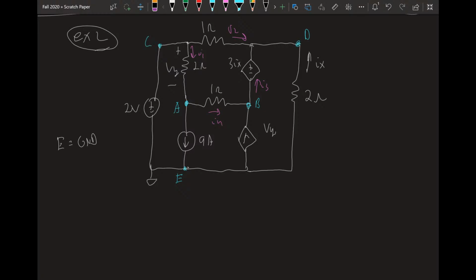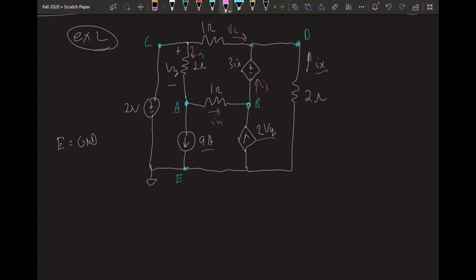These two branches already have currents defined, and this branch also has its current defined. So we have currents for every branch now, in some way, shape, or form.